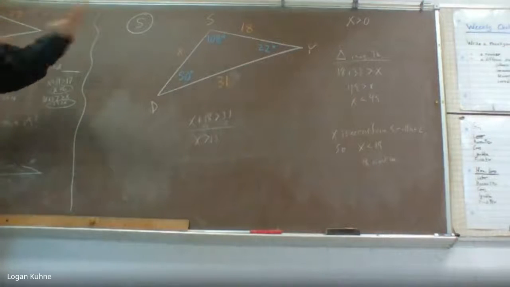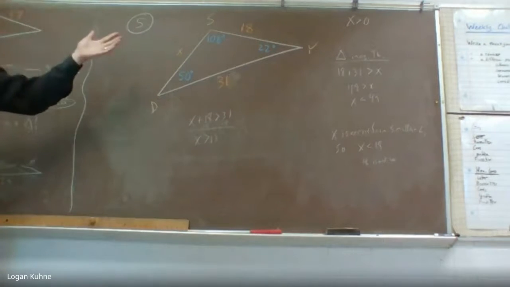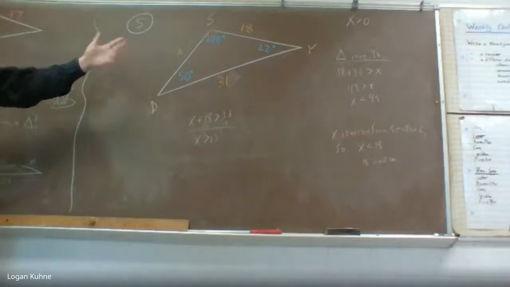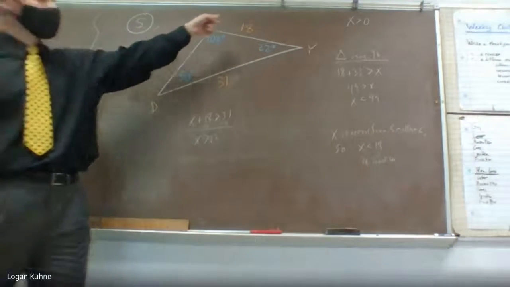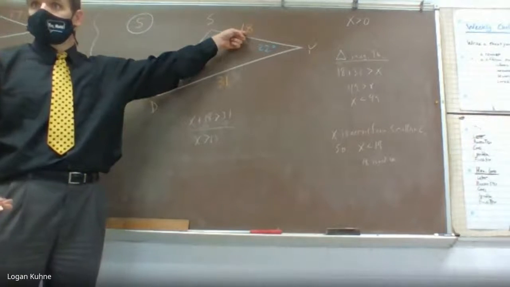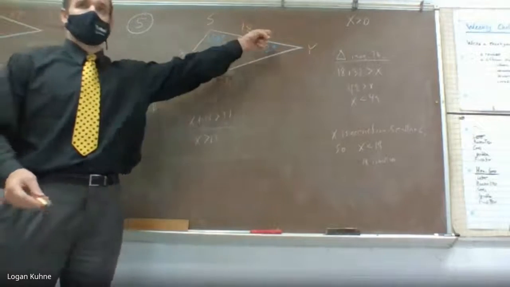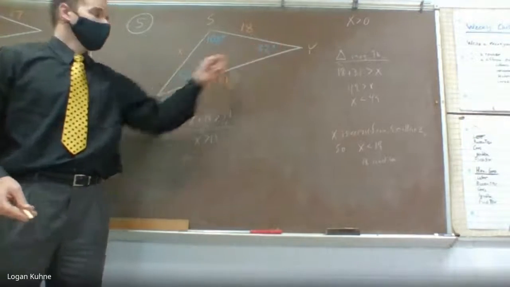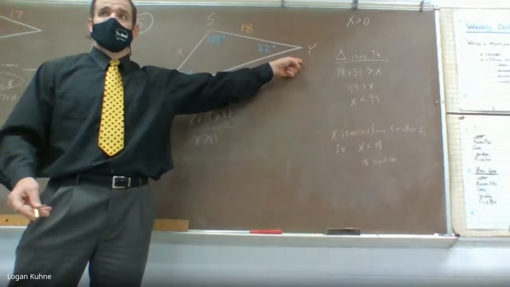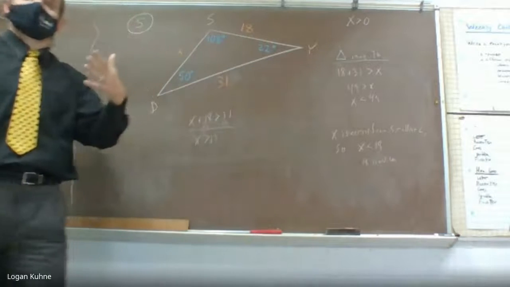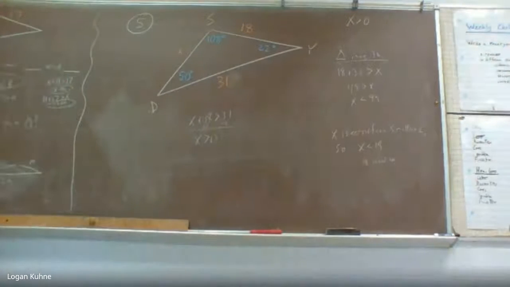Let's try a number. Let's choose something less than 13. 7, okay. If this is 7 and this is 18, is it possible to go 7 miles and 18 miles and have the person that went the shortcut go 31 miles? No? So what does it have to be? It's got to be greater than. Okay. So it does have to be greater than. Good.